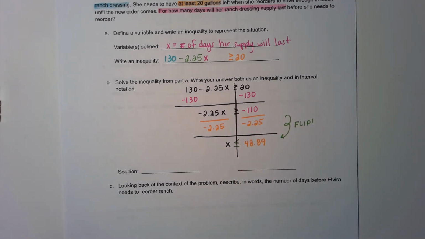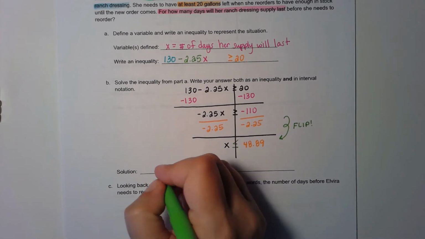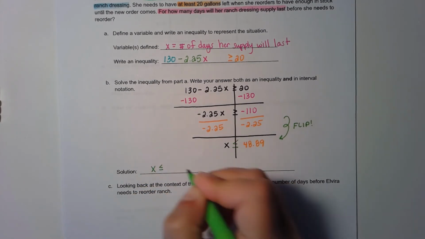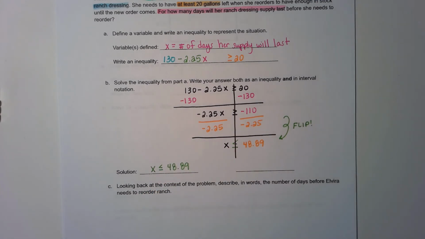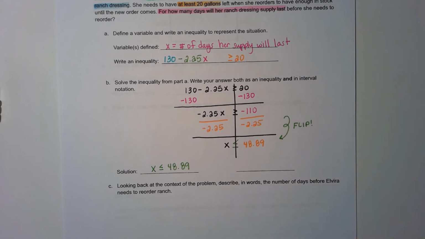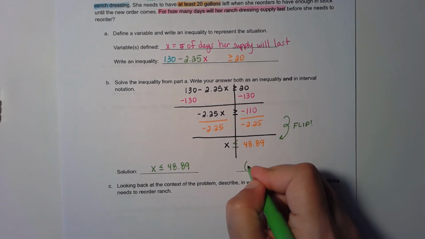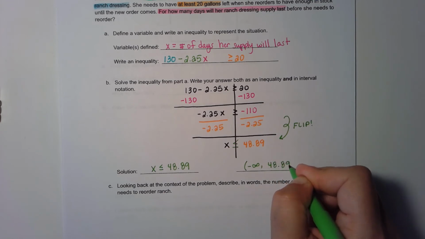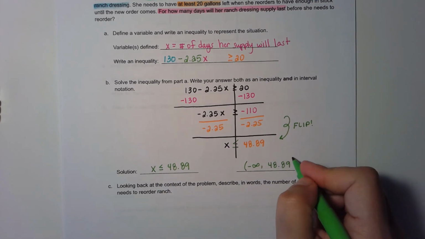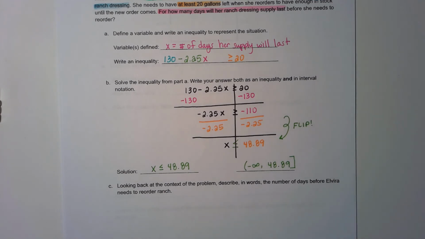Now that means that my inequality solution would be x is less than or equal to 48.89. And if I wanted to write that in interval notation, less than or equal to means the left side of the graph. So it goes from negative infinity to 48.89. And since there is a little underline, there is a little equal to, I'm going to use a bracket. Again, if it's helpful for you to sketch a little graph in order to visualize that, then that's what I would do, because a graph is a great strategy for being able to make that connection.